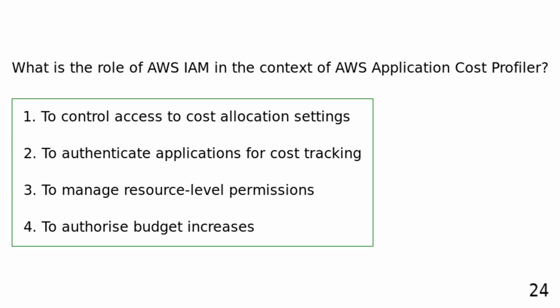What is the role of AWS IAM in the context of AWS Application Cost Profiler? To control access to cost allocation settings. To authenticate applications for cost tracking. To manage resource level permissions. To authorize budget increases.